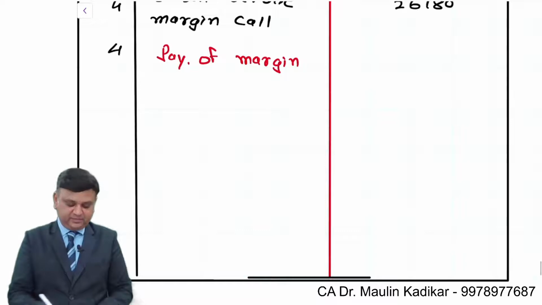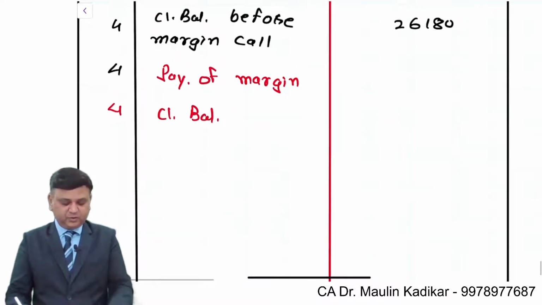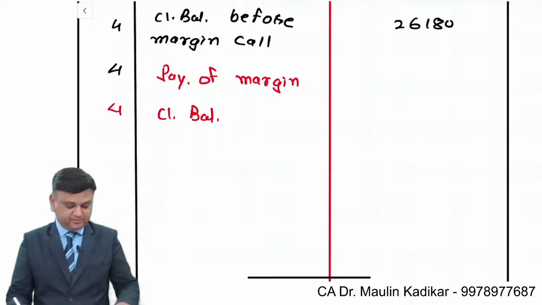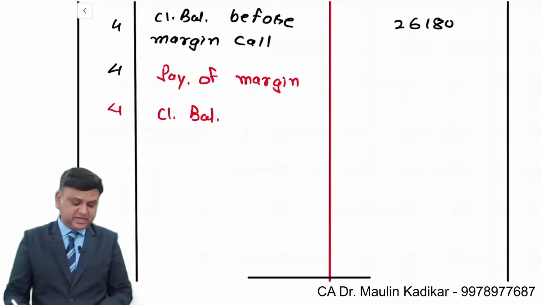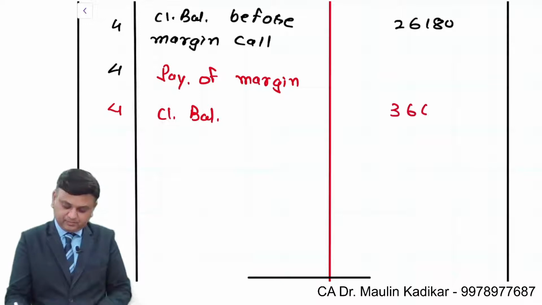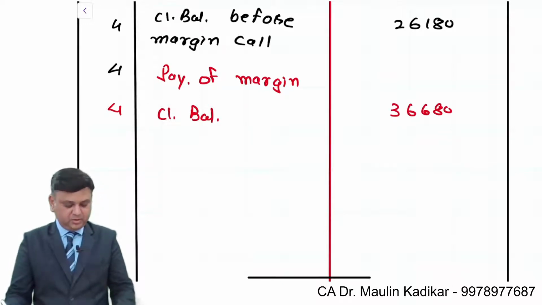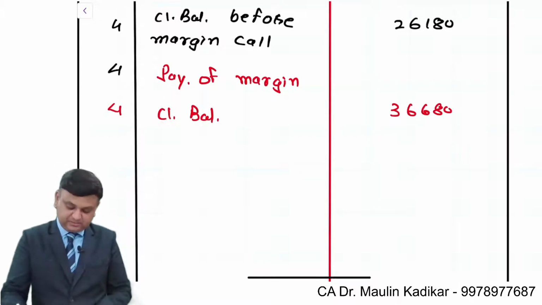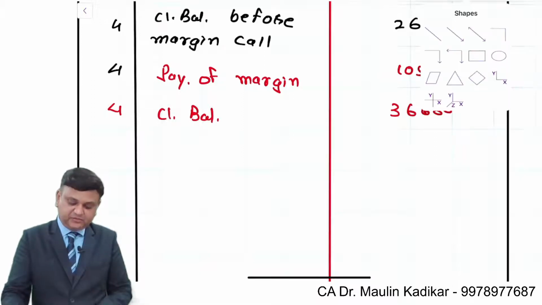Such amount of the margin will be paid so that the closing balance at the end of the 4th day will be equal to the initial margin. What is the amount of the initial margin? The amount of the initial margin is 36680. Okay. So now 36680 minus 26180, 10,500 is the margin which is required to be paid, and it is found as the balancing figure.